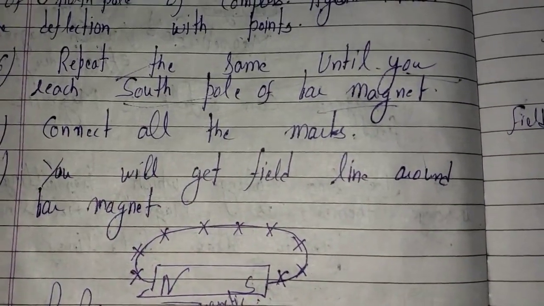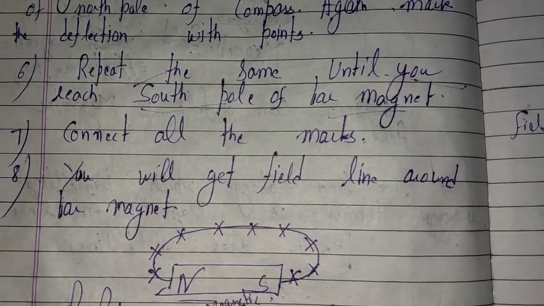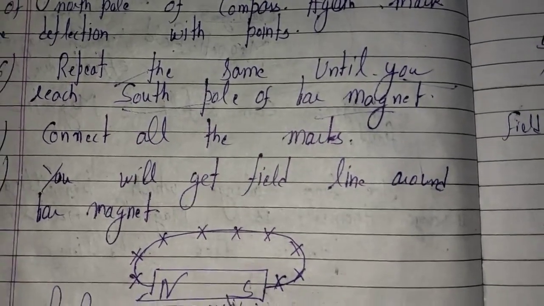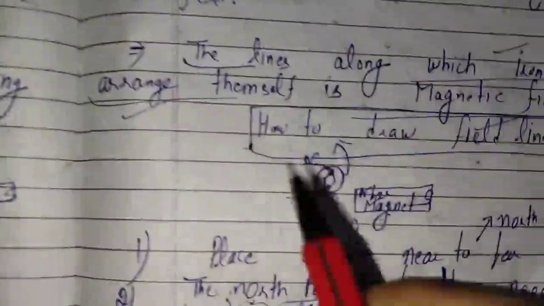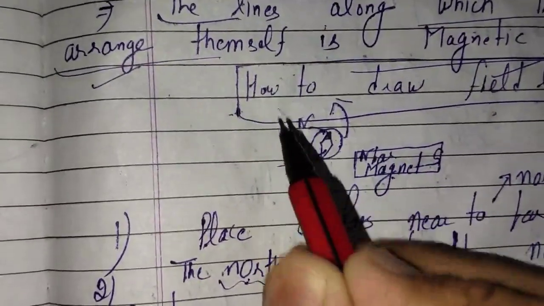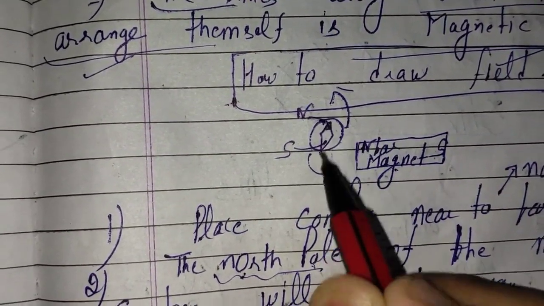It is very simple. You will say this is case number 1. You are placing a magnetic compass very near to the north pole of a bar magnet. The north pole of the compass will deflect away. The south pole of the compass will deflect toward. You will mark the positions.